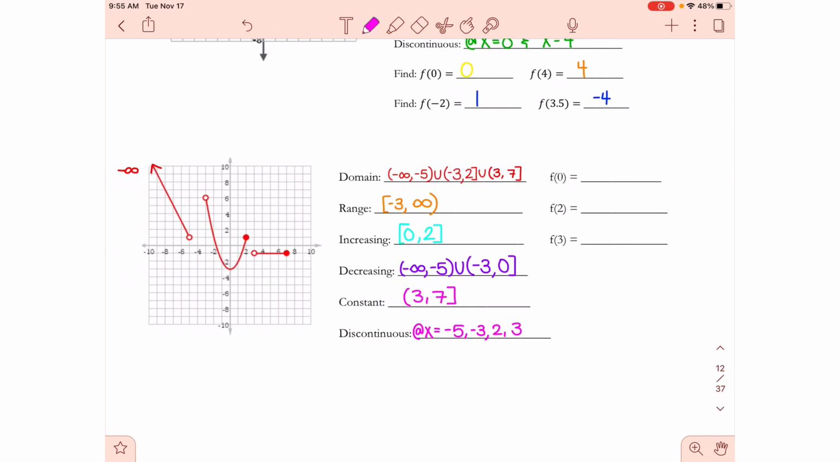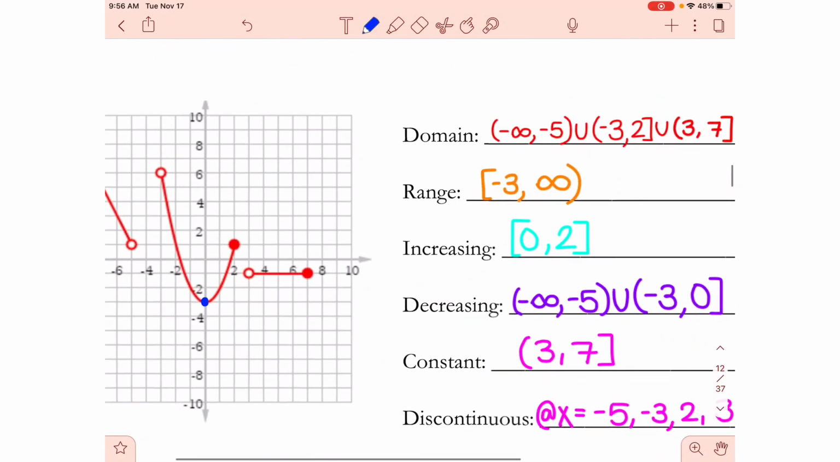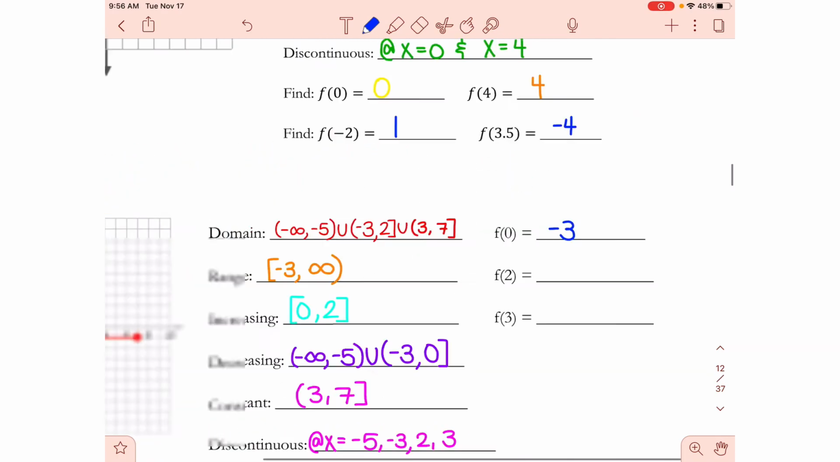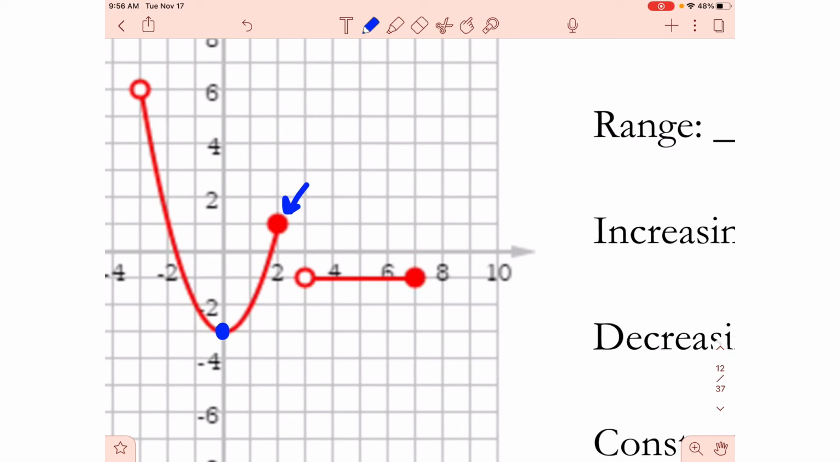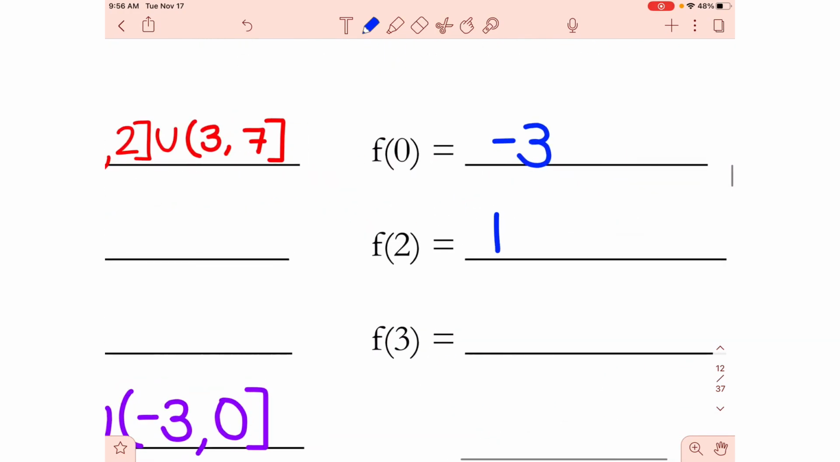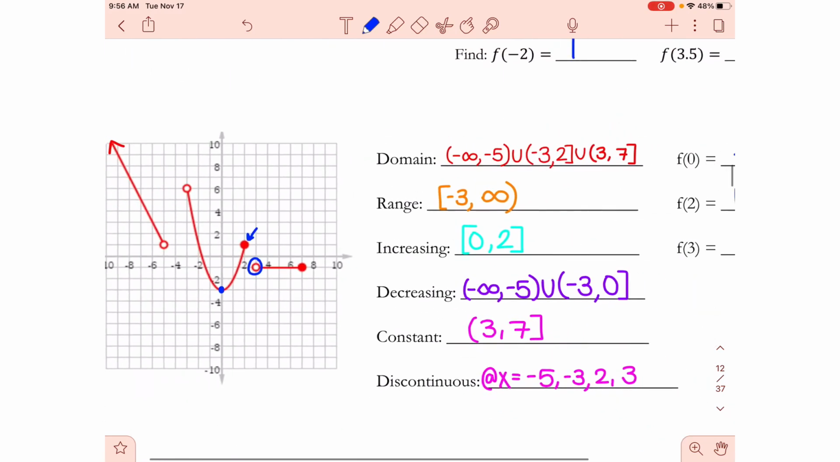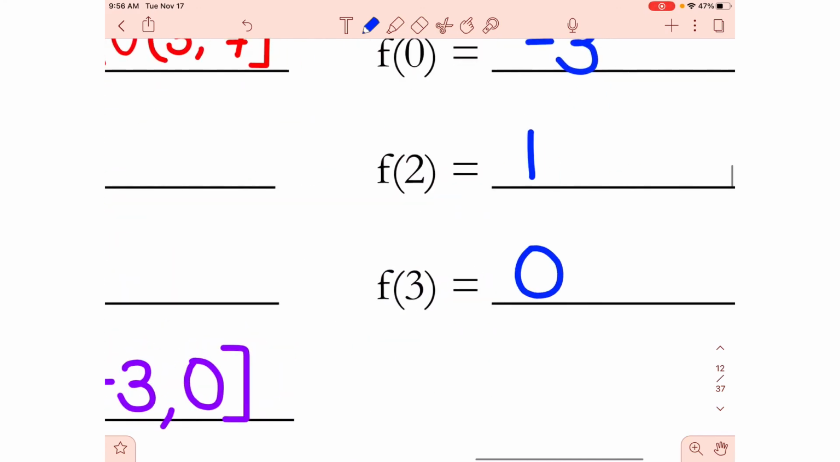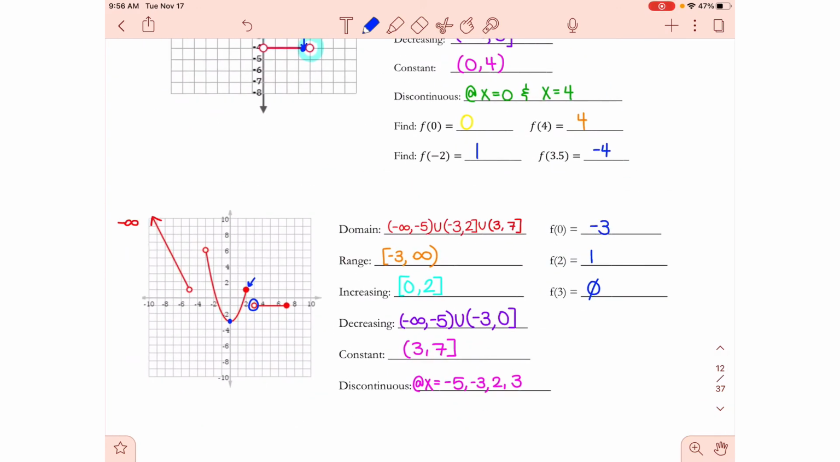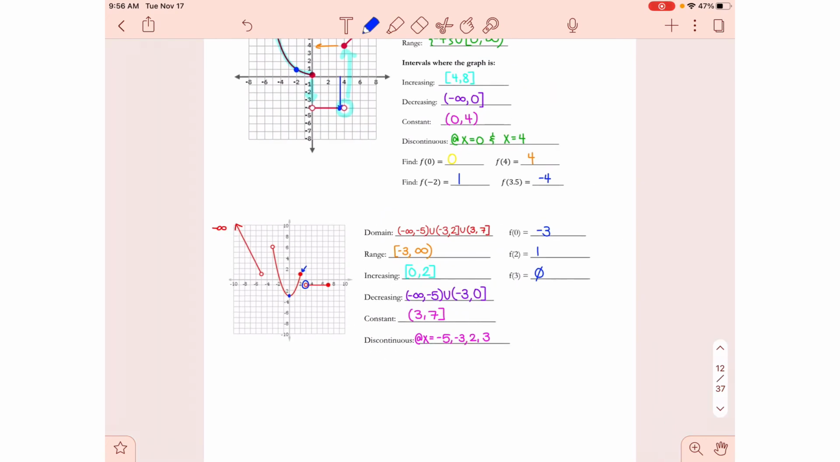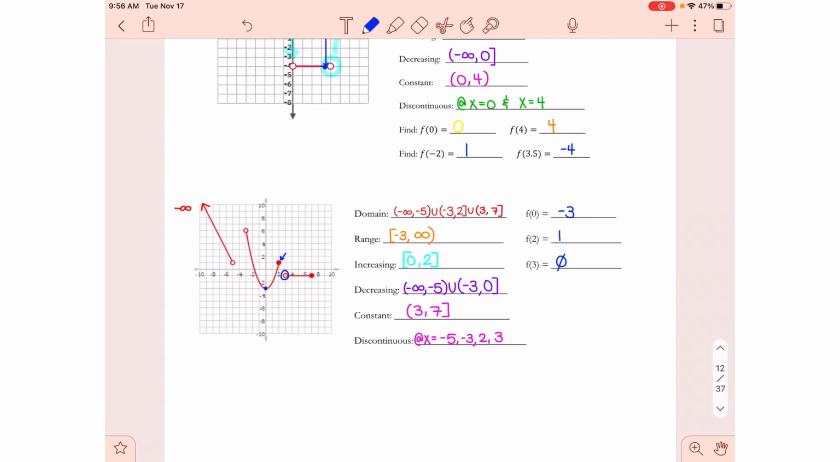And then finally, we are evaluating. So last but not least, f of 0. x is 0 when y is -3. f of 2 is the filled in circle at 1, y was 1, and f of 3 is here, and guess what? That's a hole. That doesn't exist. So since that point doesn't exist, you cannot say the answer is -1. Since it's a hole and there's no other filled in circle at that point, there is no f of 3. There's a hole there.